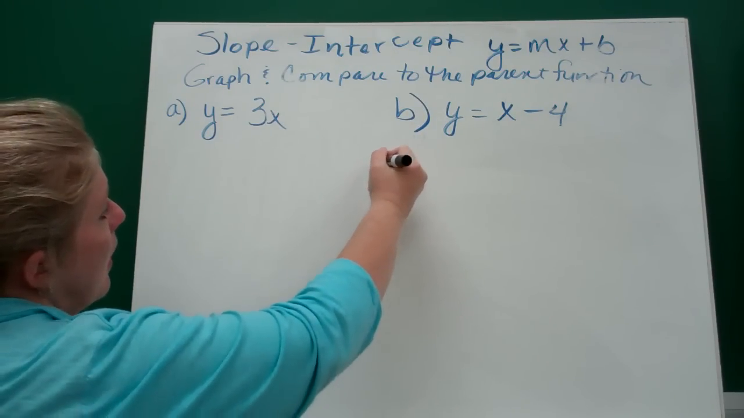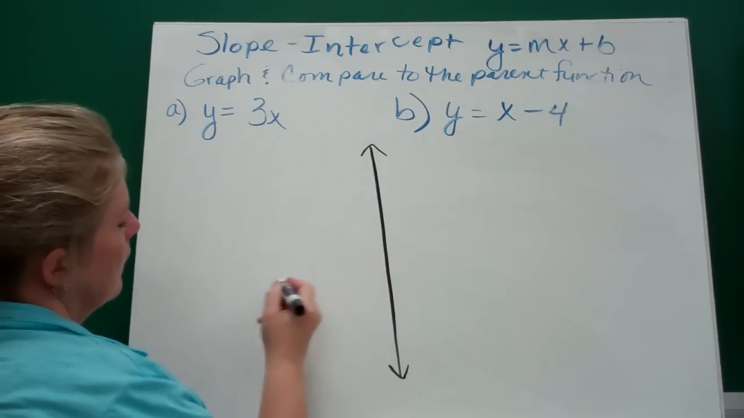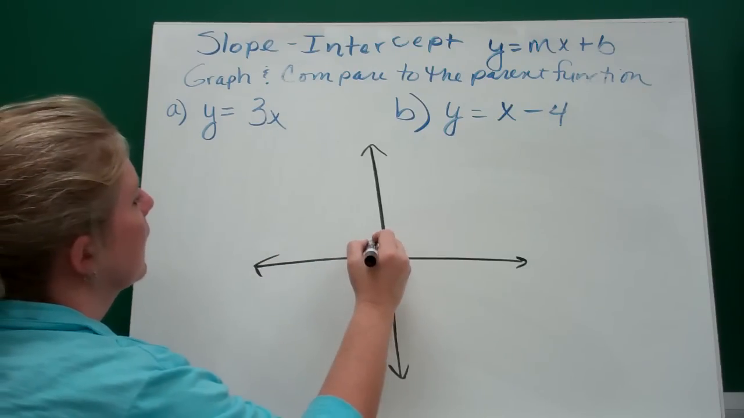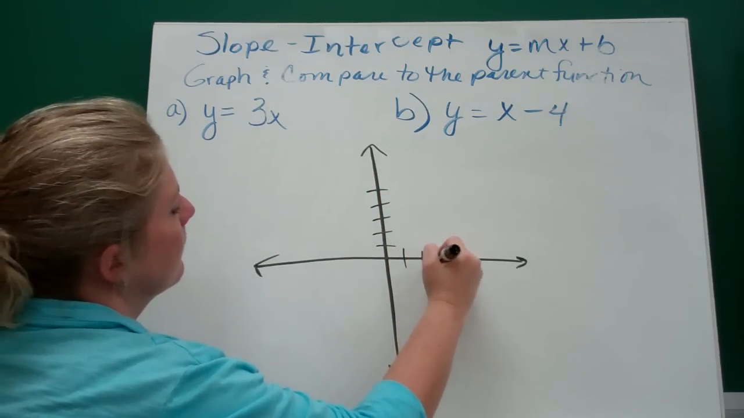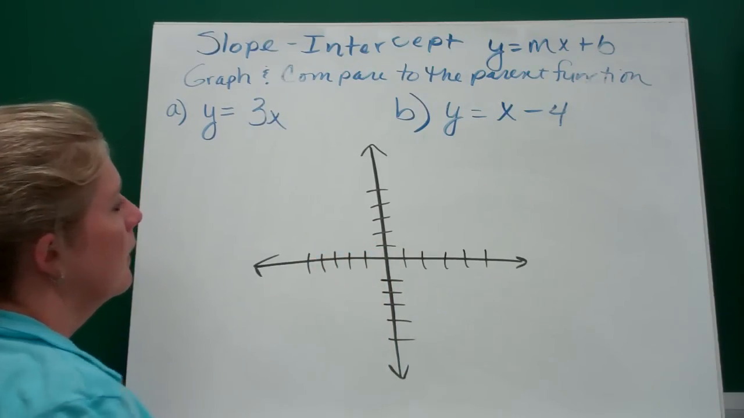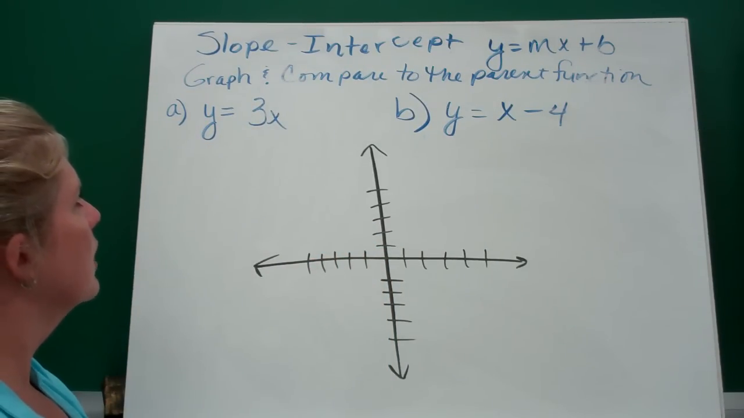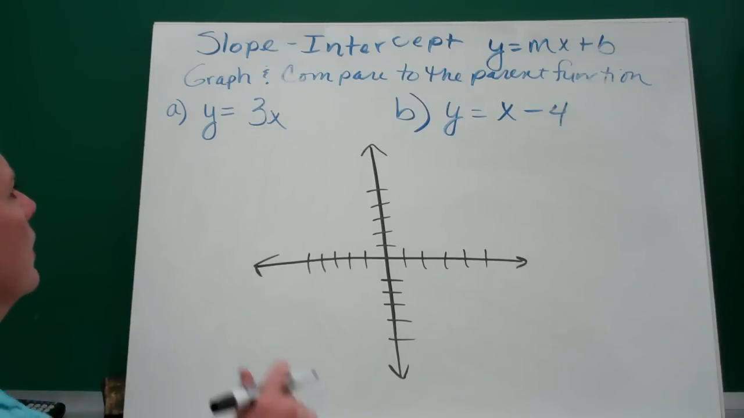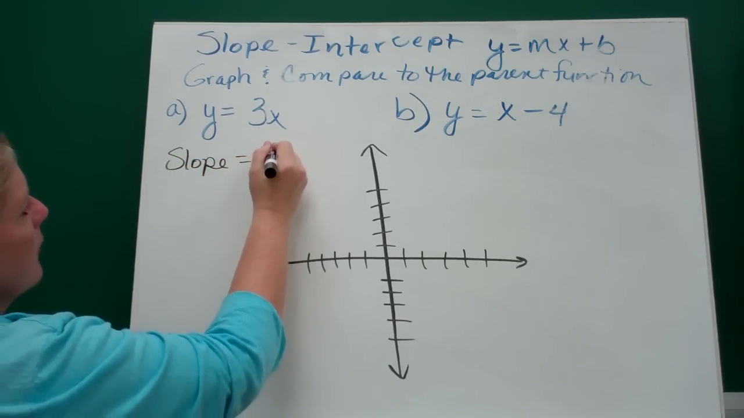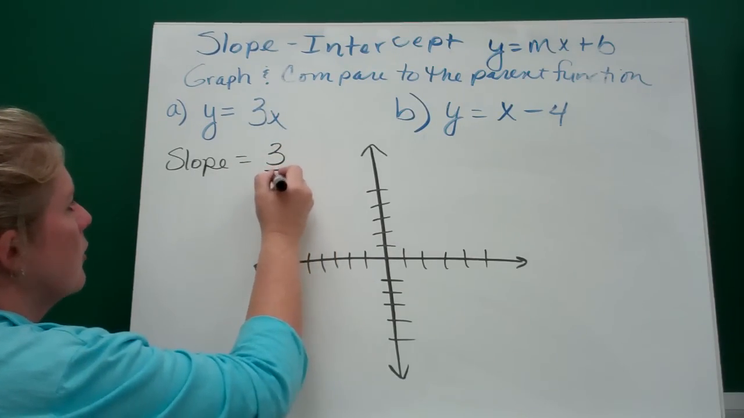I'm going to graph them on one set of axes, just so I don't have to draw the same set of axes over and over and over again. Okay, starting with A, y equals 3x. What's the slope? Okay, well, the slope of this line is 3. If we think of it as rise over run, it's going to be 3 over 1.